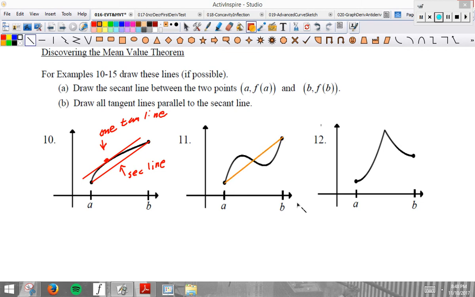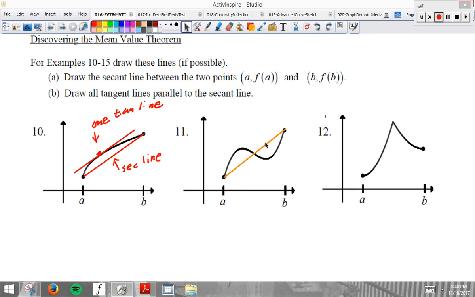Another one. So there's my secant line. And if we made one copy, we could find a point of tangency around there. And another copy would fit nicely tangent there. So this again, in orange. So that was the secant line. And we actually found two tangent lines. So the mean value theorem allows you to have more than one possibility. We're just saying we guarantee you that at least once. At least once.